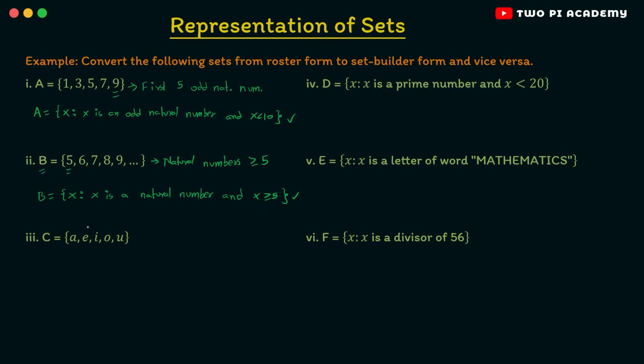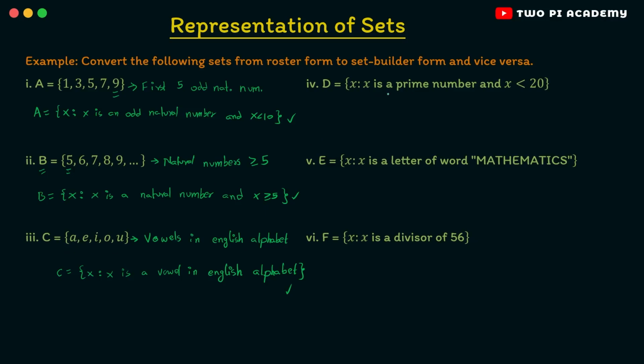Now let's see the third set. Here clearly you can note that A, E, I, O, U are nothing but the vowels in English alphabet. So that is what you will use to represent the set in the set builder form. Capital C is equal to the set of all x such that x is a vowel in English alphabet. So this is the set builder form of the set capital C.